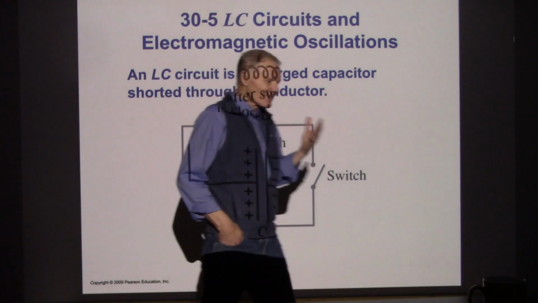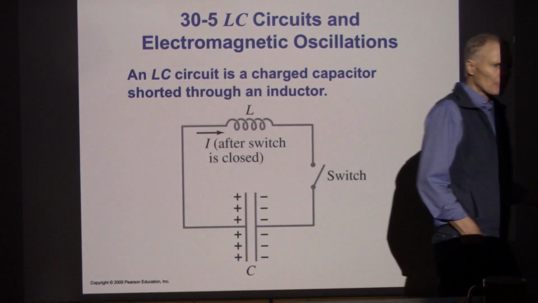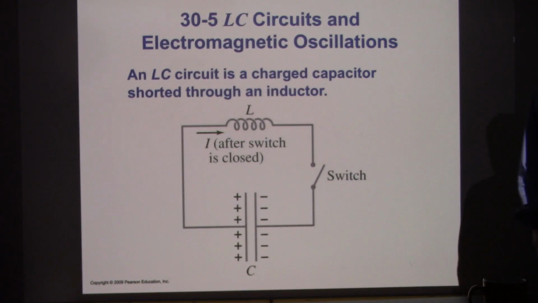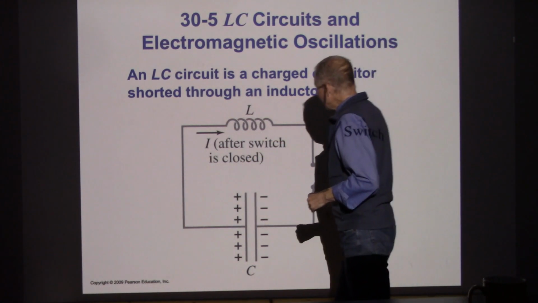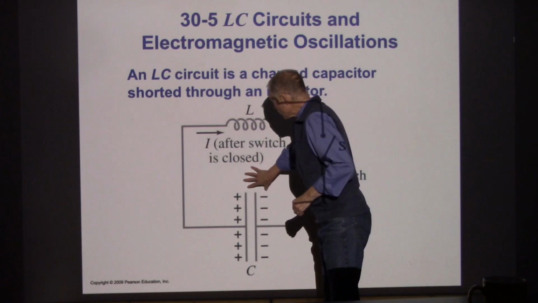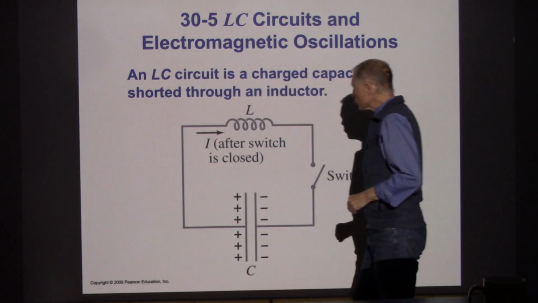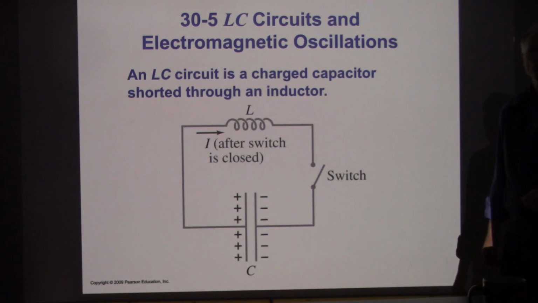Now, since a resistor is not present, there is no way to get rid of the energy. And so we don't have to put a battery in this circuit. It would be simpler to leave the battery out, and as an initial energy source, let's just say that the capacitor starts out charged.